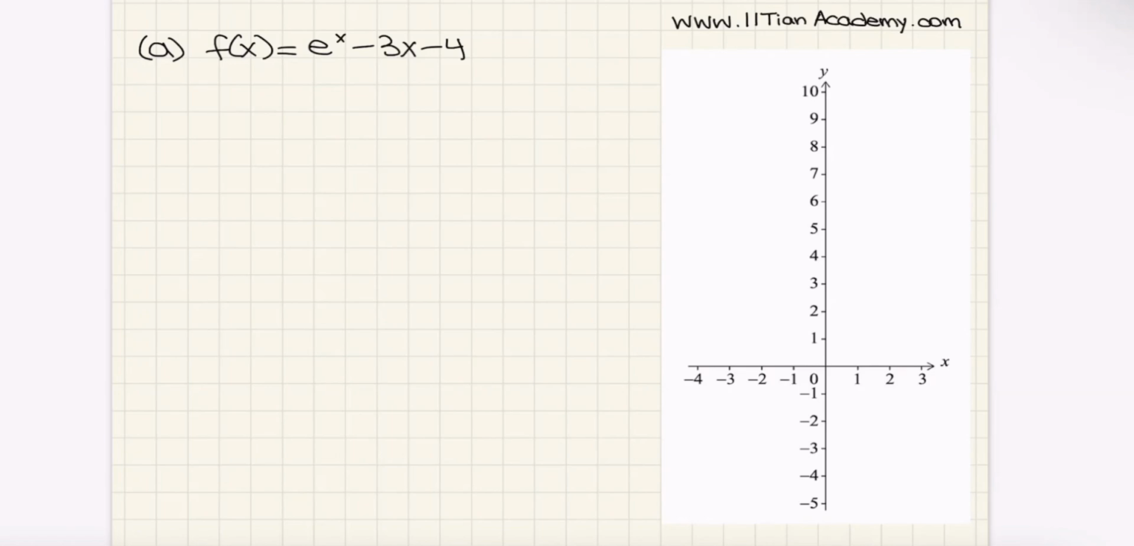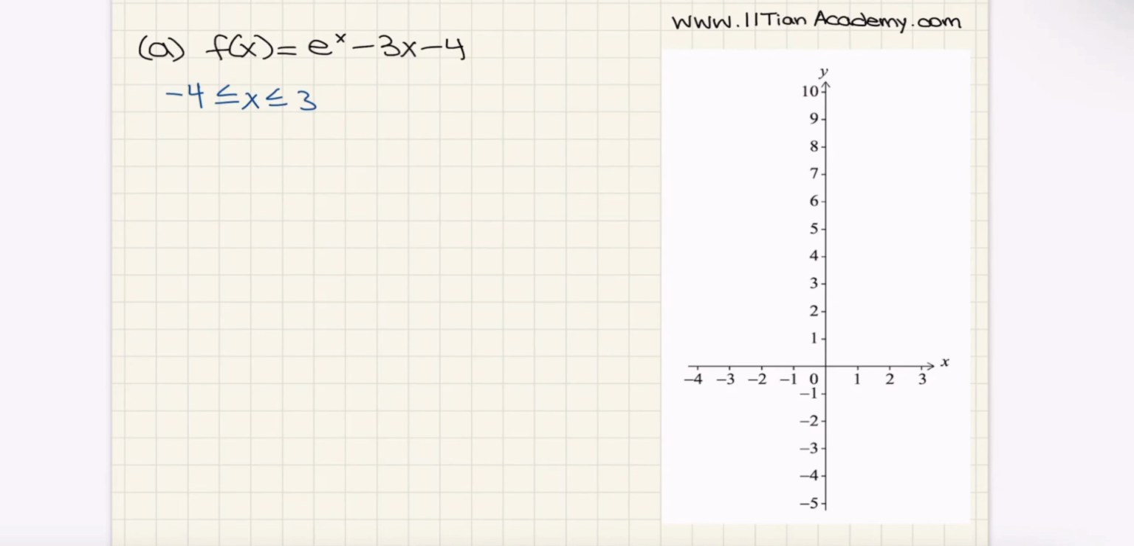The key components would be the zeros, the y-intercept, and then if there's any turning points, so if there's any local minimums or local maximums, things like that. And also in this case, we're being asked just to draw it within a certain domain, just from -4 to 3. And so it is probably a good idea if we get the endpoints approximately right as well.